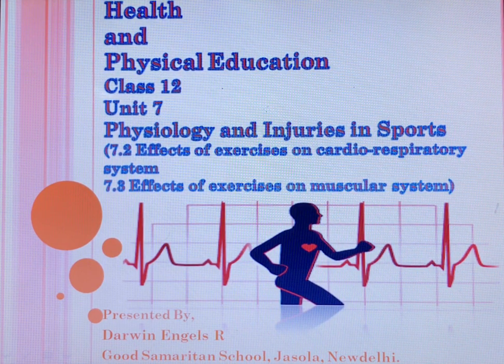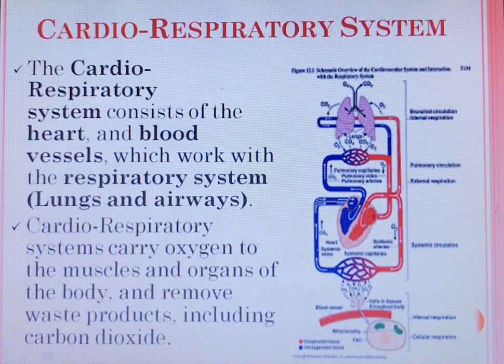Today we are going to learn two topics from Unit 7 Physiology and Injuries in Sports. The first topic is effects of exercises on the cardiorespiratory system and the second topic is effects of exercises on the muscular system. First, let us all learn about the cardiorespiratory system.